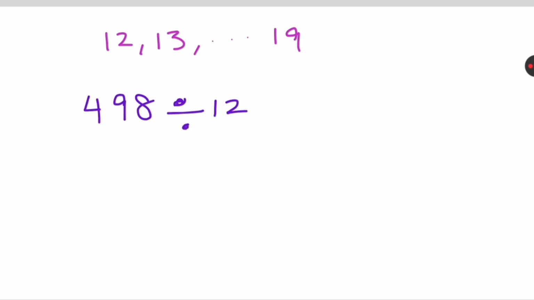Now I am going to show a division trick with 12, 13 and so on up to 19. Observe here, 12, 13 and so on to 19, these are all with base 10. Let's take an example. Suppose we have 498 divided by 12. What we know is that 12 is with base 10. That means the first step is to do 10 minus 12, so we will get minus 2. Now we have to work with minus 2.